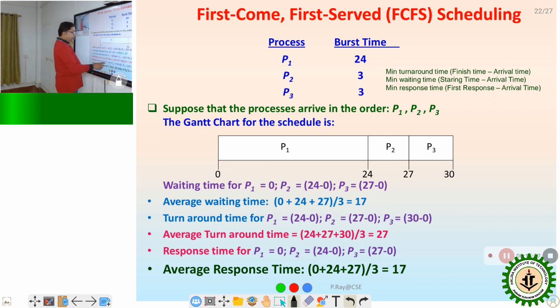Response time is actually the first response minus the arrival time. So the first response for P1 is 0, for P2 it is 24 minus 0, and for P3 it is 27 minus 0, because it is first response minus arrival time. For example, again for P3, the first response is 27 minus the arrival time, which is 0. So the average response time is calculated as 17.